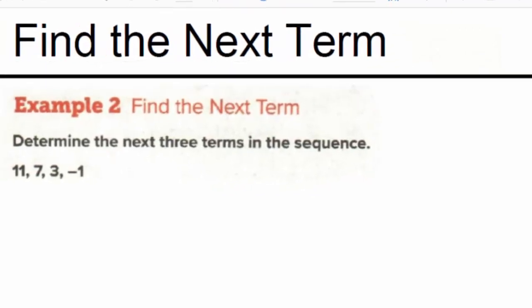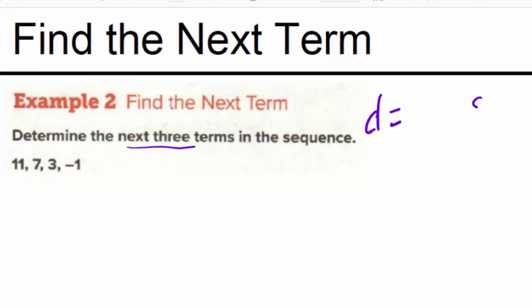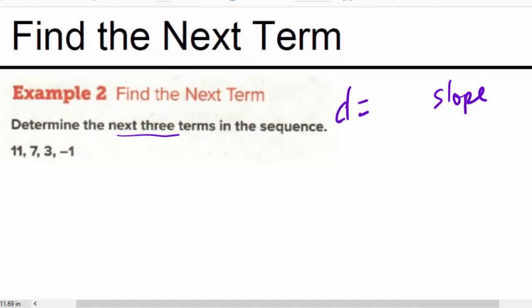Okay, the next one, we're going to find the next terms in the sequence. This one says determine the next 3. So the first thing we have to figure out is what is the common difference. So we have to identify the common difference. Now another name for common difference is going to be slope. So the slope is going to be the difference here.